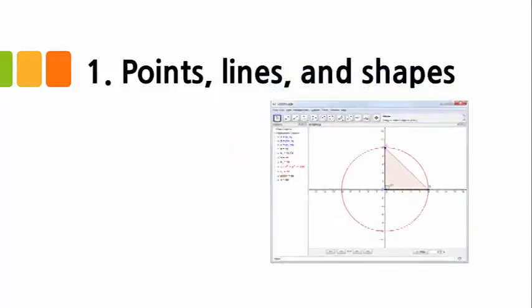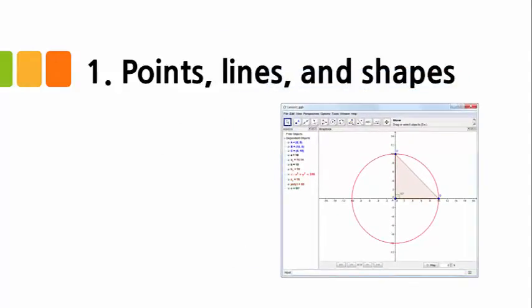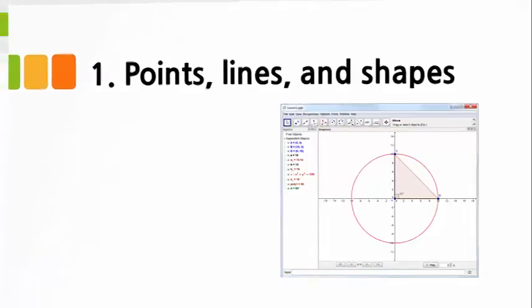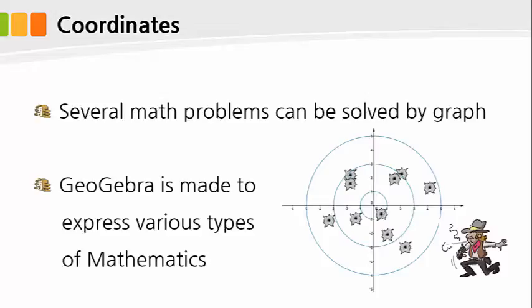Now look at the points, lines, and shapes. When GeoGebra is used, several math problems can be solved by drawing a graph. It is the same reason that Descartes made coordinates in a graph to express many math problems simply and solve them. GeoGebra is made to express various types of mathematics such as geometry and algebra, vectors, sequences, tables, and statistics.